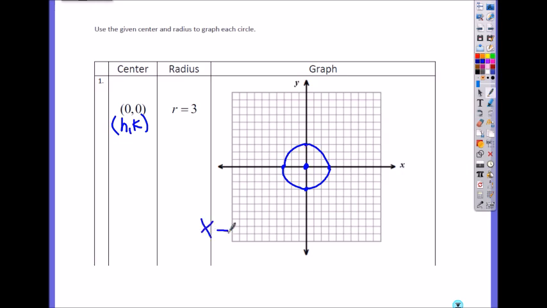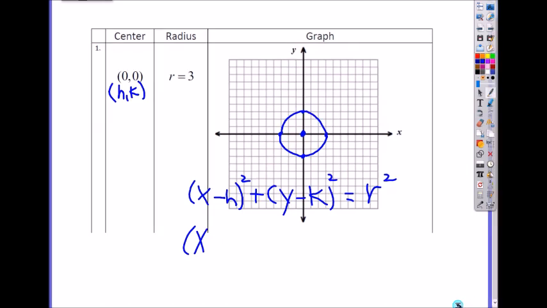And how do you write an equation of a circle? Remember, it was (x minus h) squared plus (y minus k) squared equals r squared. So x is x. What is h? The x coordinate of your center is 0, squared, plus y minus, what is the y coordinate of your center? 0, squared, equals, what was the radius? 3 squared.